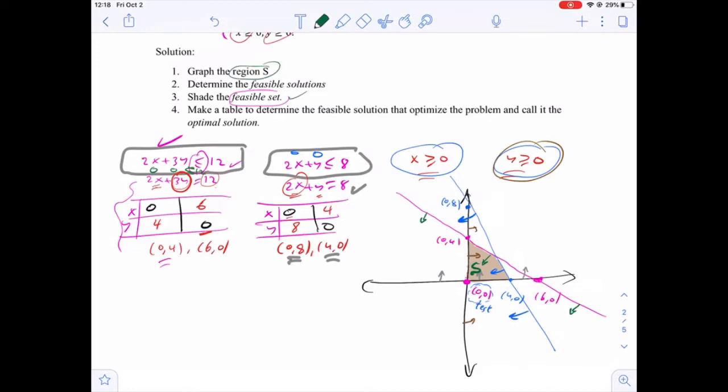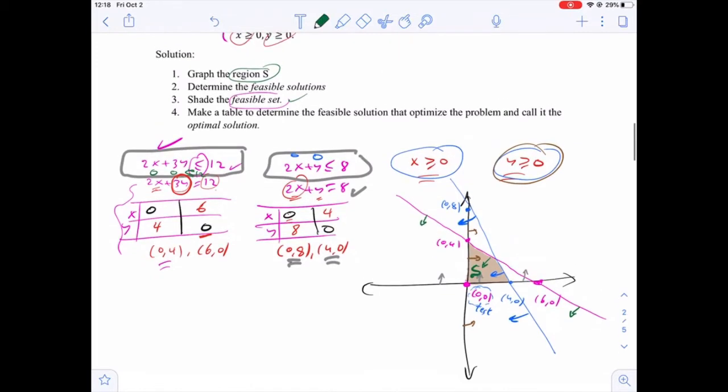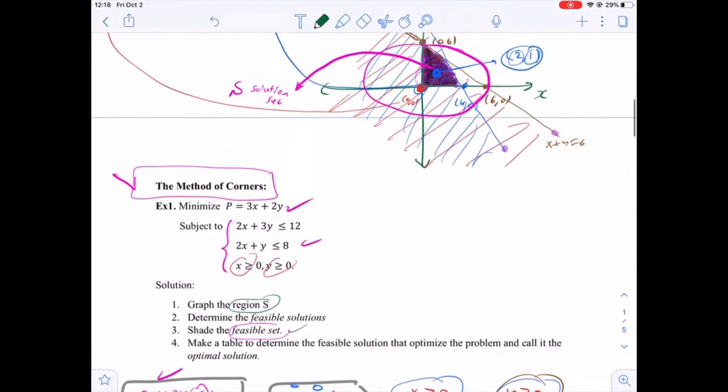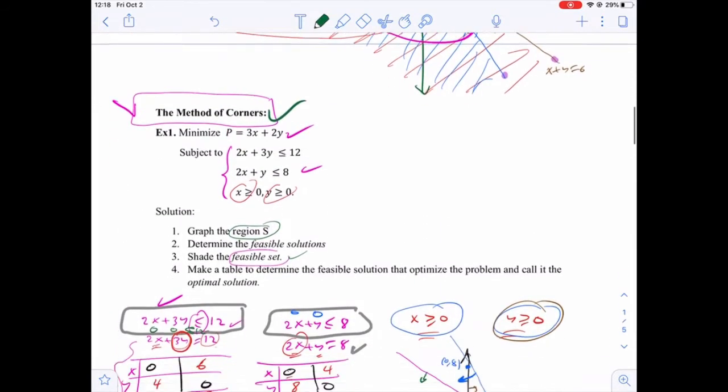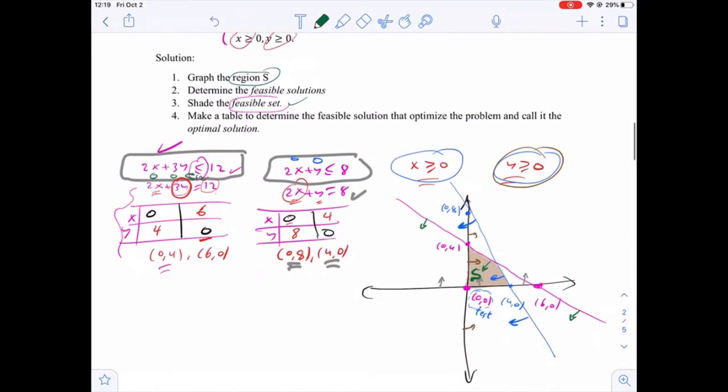Now after determining this, we need to determine the feasible solution. Now how to find that? We apply the method of corners, and we call it method of corners because we only pay attention to the corners. So what are the corners in this case? We have this corner 0, 4, this corner 0, 0, this corner 4, 0, and this corner, but we don't know this corner. Now how to determine this corner?